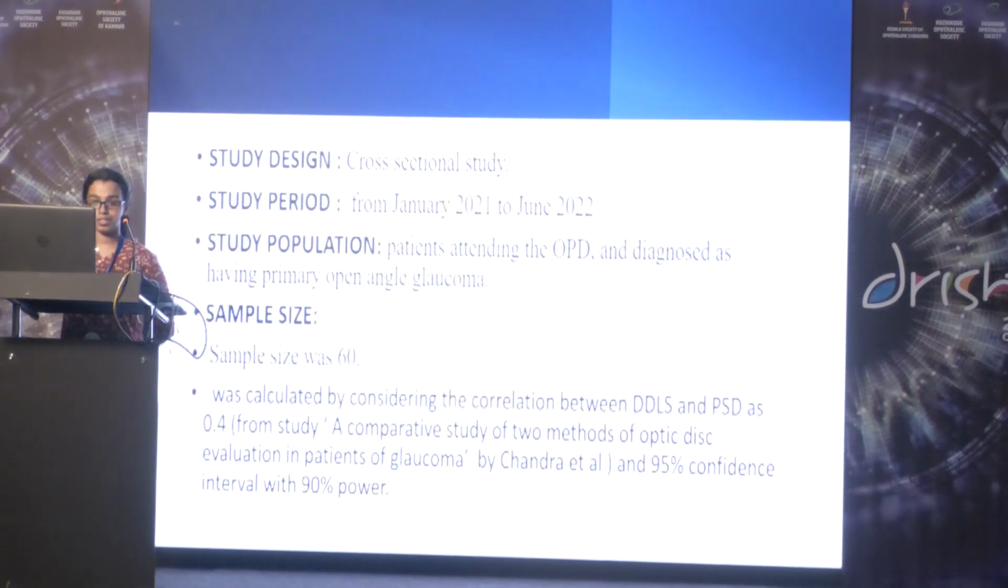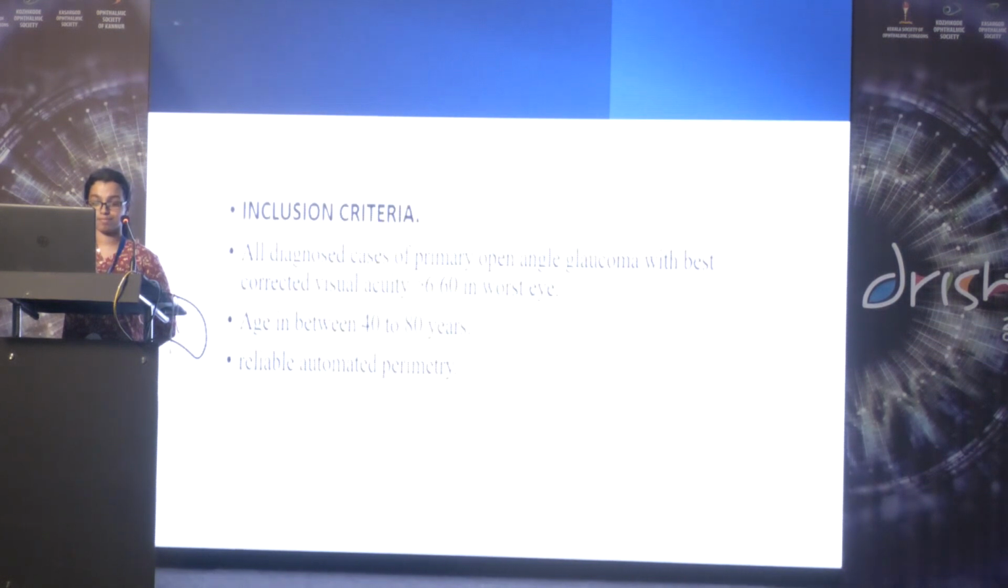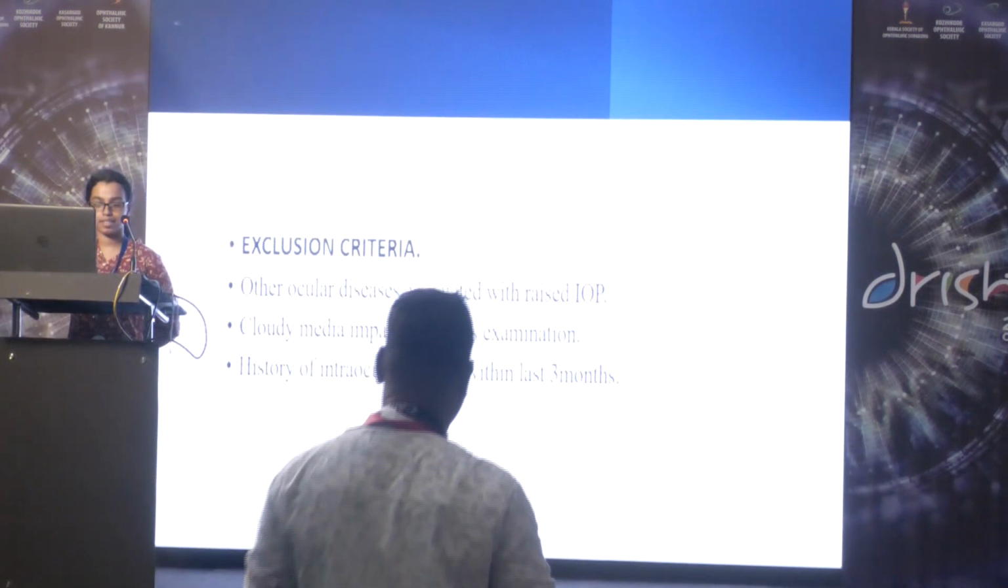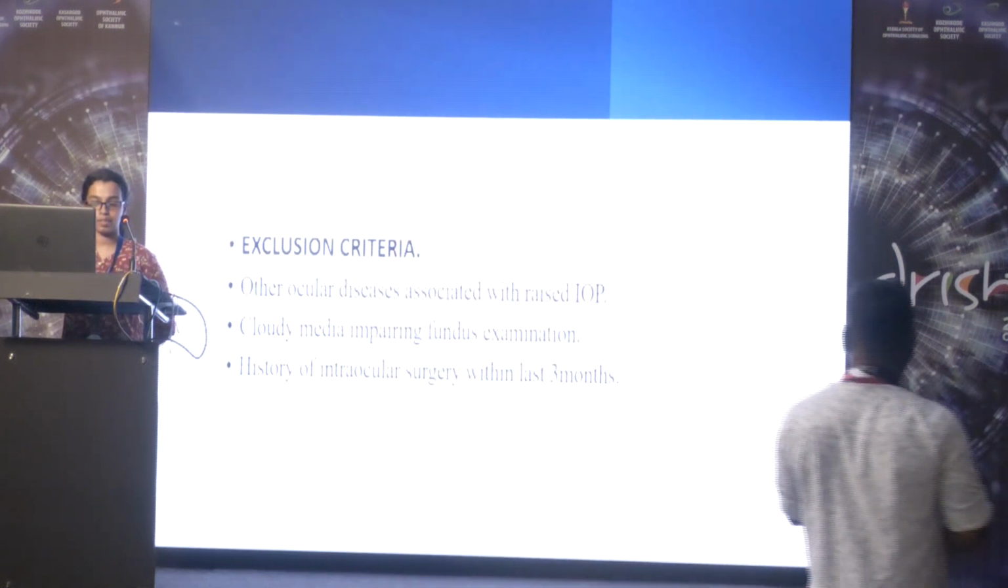Study design was a cross-sectional study. Study period was from January 2021 to June 2022. Study population: patients attending the OPD and diagnosed as having primary open-angle glaucoma. Sample size was 60. Inclusion criteria: all diagnosed cases of primary open-angle glaucoma with best corrected vision better than 6/60, age between 40 to 80 years, and reliable automated perimetry. Exclusion criteria: other ocular diseases associated with raised IOP, cloudy media impairing fundus examination, and history of intraocular surgeries within the last 3 months.